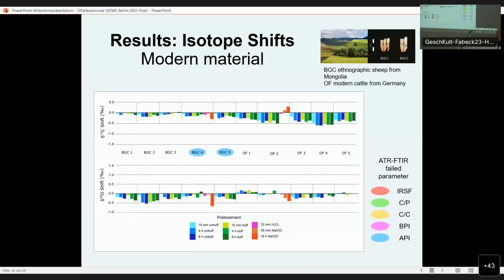Then it's a very big graph, these are the actual results. What we did is we took the shift for each treatment, colored in different colors, and compared it to the untreated value. And this is the graph from the modern material. In theory, there shouldn't really be any contamination or diagenesis going on in these samples. But there's a noted shift in both carbon and oxygen in both the Mongolian sheep and the Alpine cattle, which is very interesting.